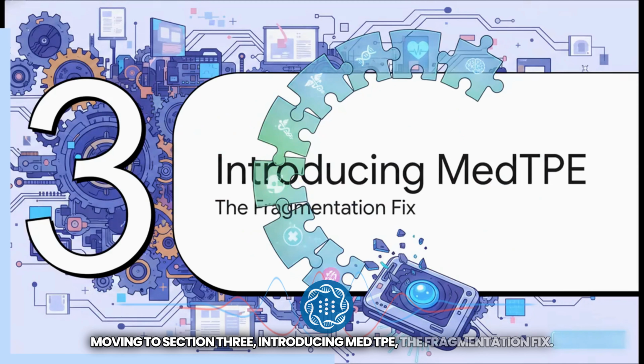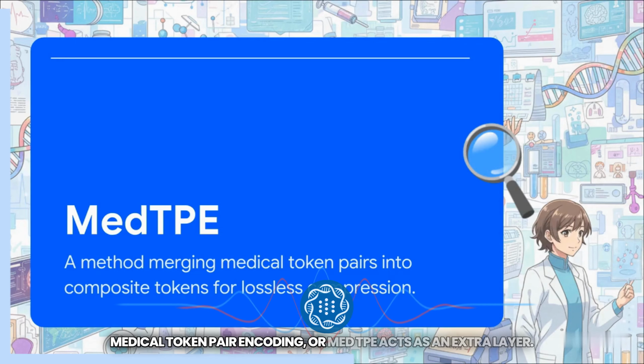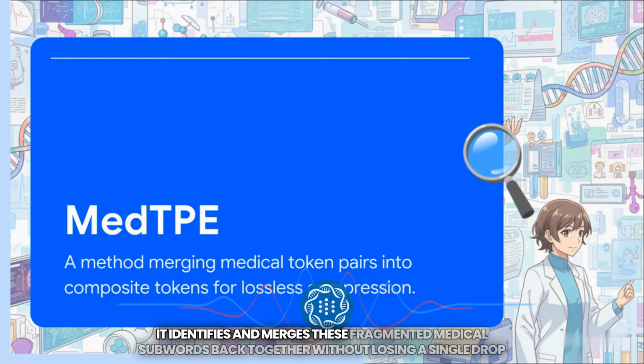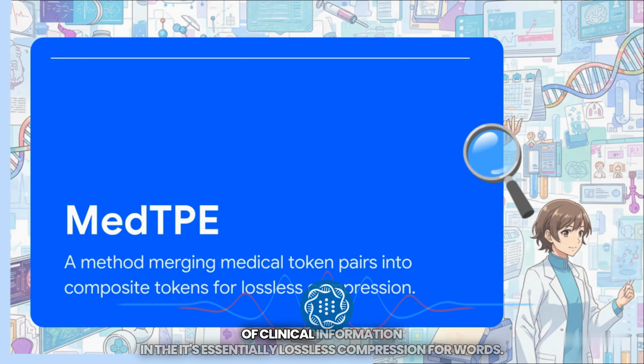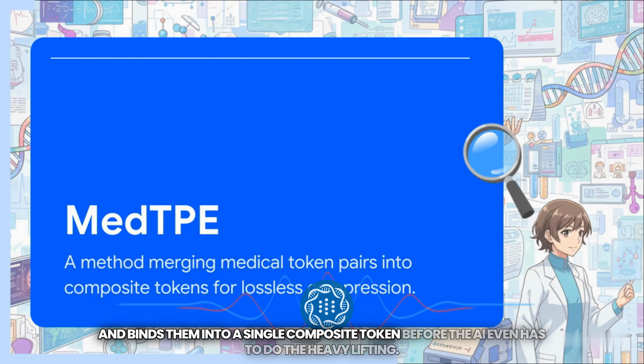Moving to Section 3. Introducing MedTPE, the fragmentation fix. And this brings us to the brilliant innovation designed to solve this exact bottleneck. Medical Token-Pair Encoding, or MedTPE, acts as an extra layer. It identifies and merges these fragmented medical subwords back together without losing a single drop of clinical information. It's essentially lossless compression for words. It looks at the sequence, spots that spi, rom, and etri always appear together in a hospital setting, and binds them into a single composite token before the AI even has to do the heavy lifting.